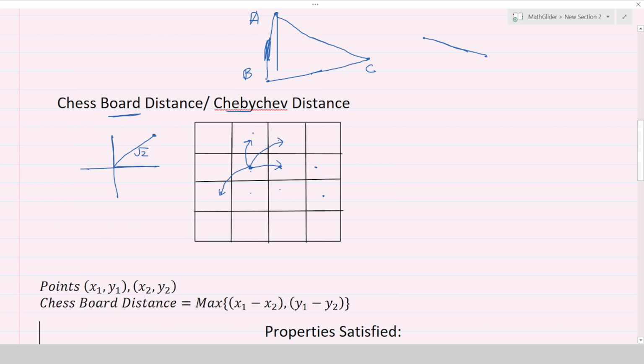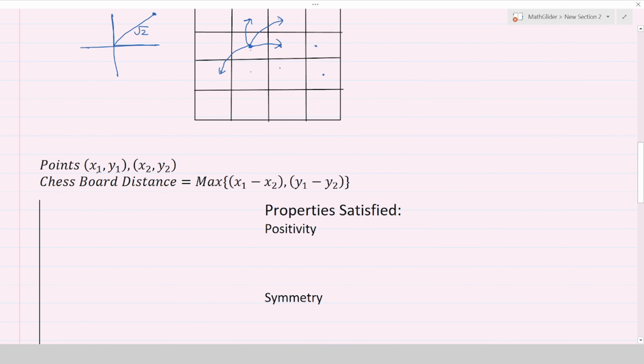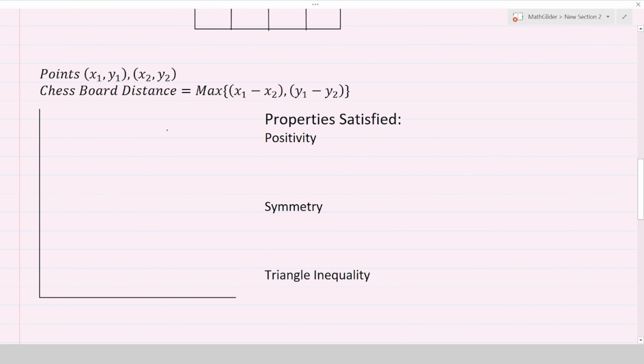Now we will see how we can formally define this chessboard distance. Let's take 2 points (x1, y1) and (x2, y2) in space. It is defined as the maximum between x1 minus x2 and y1 minus y2. Okay, let us see how this goes. Let us take this point (x1, y1) and this point (x2, y2). Earlier it was the straight line distance, but now we are not going to do that.